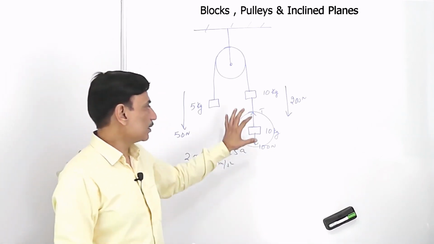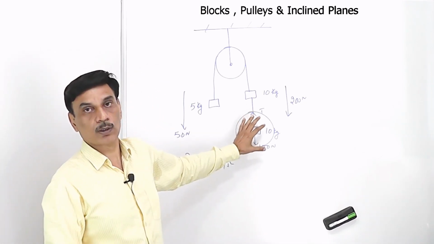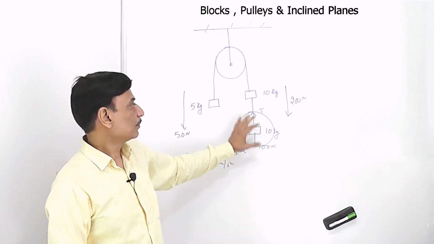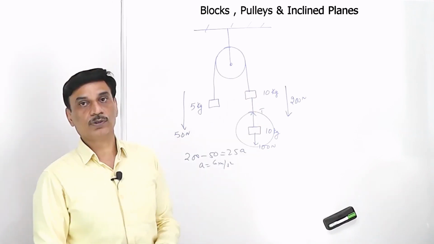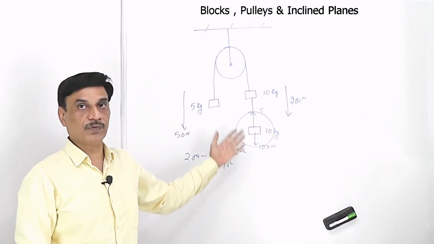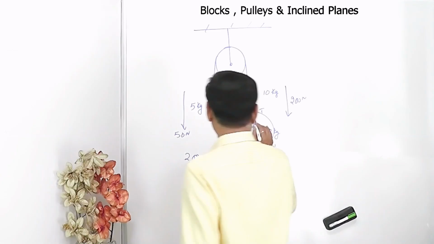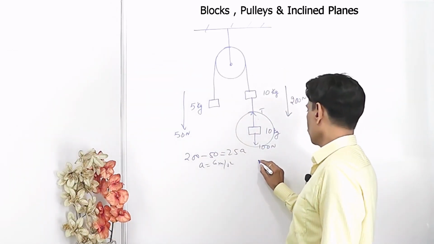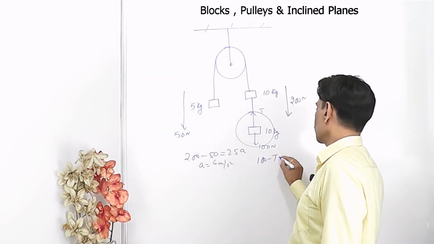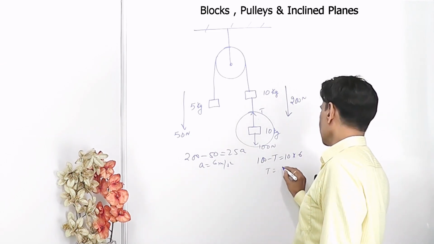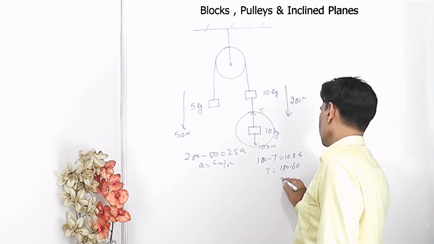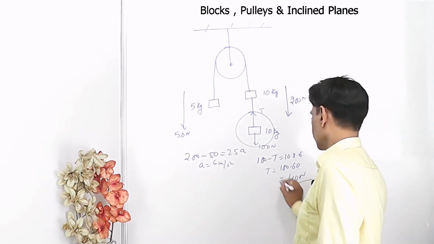But if we are considering this block, we shall be considering all the forces which are acting purely on this block, though we can use the result of acceleration which we have found by this shorter method. So the equation for this is going to be 100 minus T is equal to 10 into acceleration. Acceleration is 6. So T is equal to 100 minus 60, which is 40 Newton.